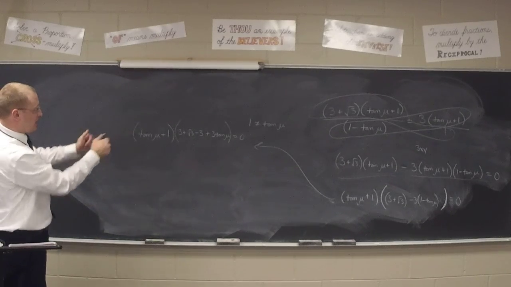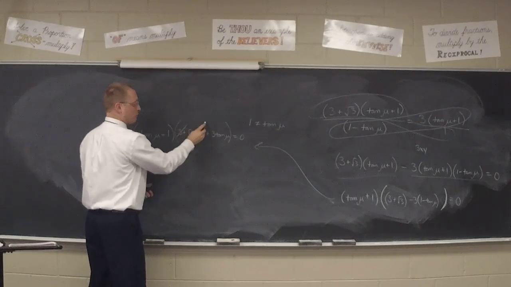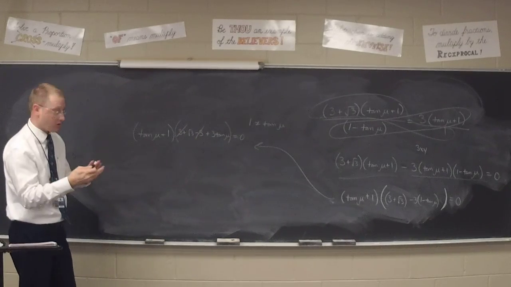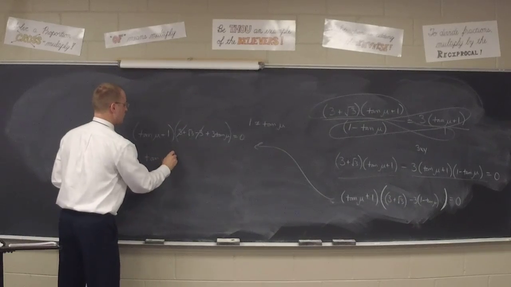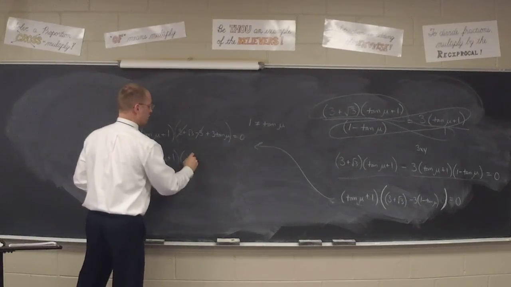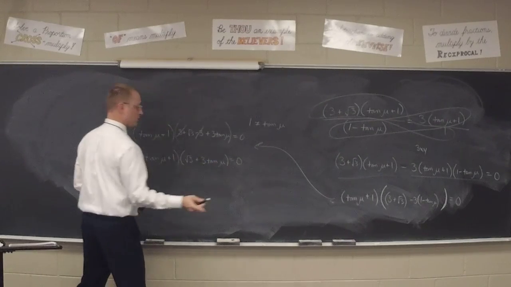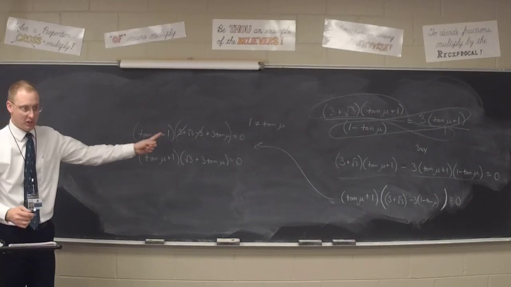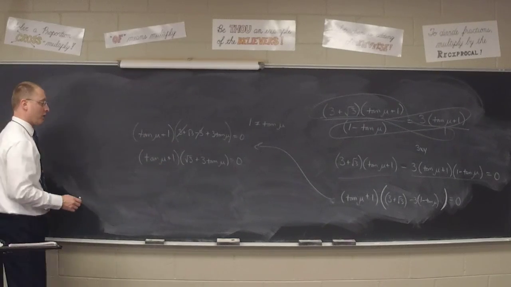But look inside that second set of parentheses. The positive 3 cancels with the negative 3. Notice they're not on opposite sides of the equal sign, they're together. And so I really just have, if we want to simplify it down, tangent mu plus 1 times the square root of 3 plus 3 tangent mu, all equal to 0. I've got two factors set equal to 0. Let's make two little equations.